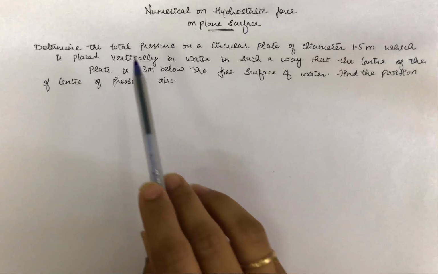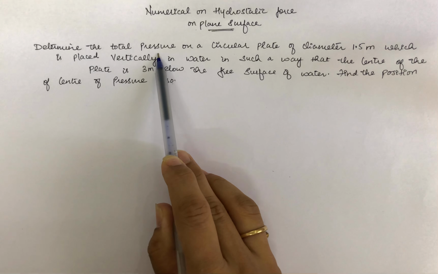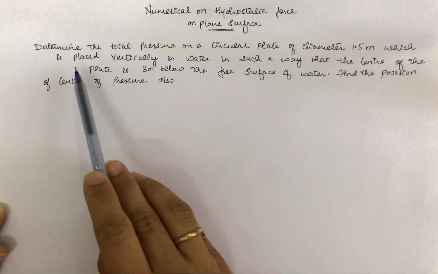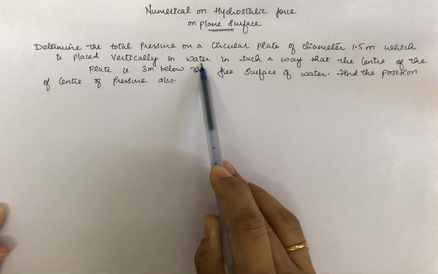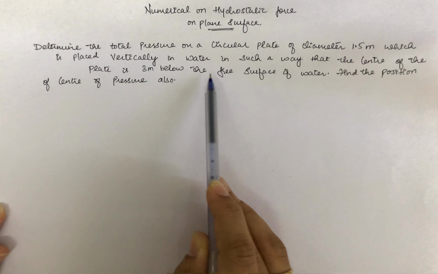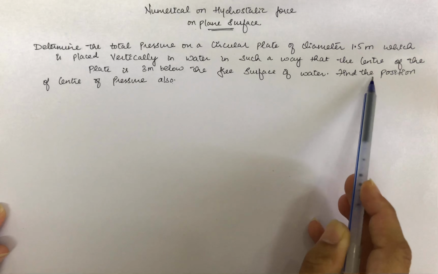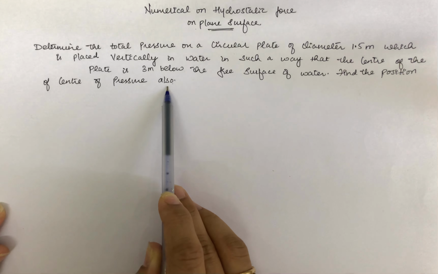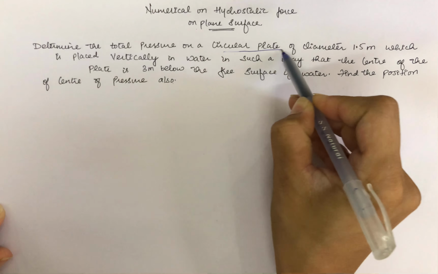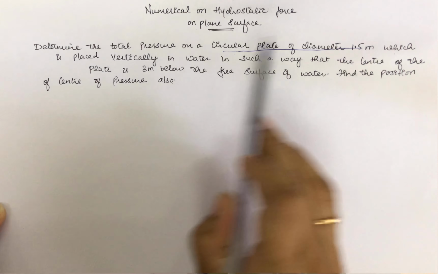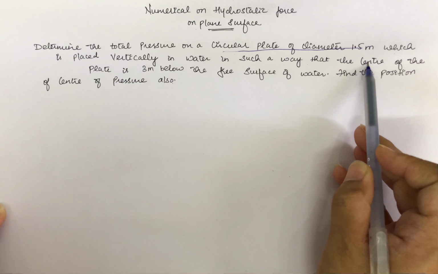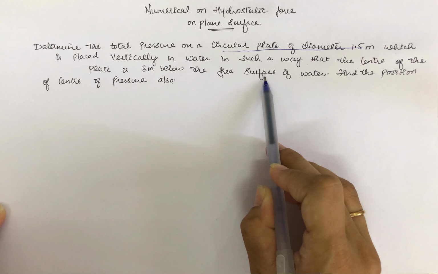So here it is written: determine the total pressure on a circular plate of diameter 1.5 meter which is placed vertically in water in such a way that the center of the plate is 3 meter below the free surface of water. Find the position of center of pressure also. Okay, so what is given in the question? That a circular plate of diameter 1.5 meter is given which is placed vertically in water in such a way that its center is 3 meter below the free surface of water.